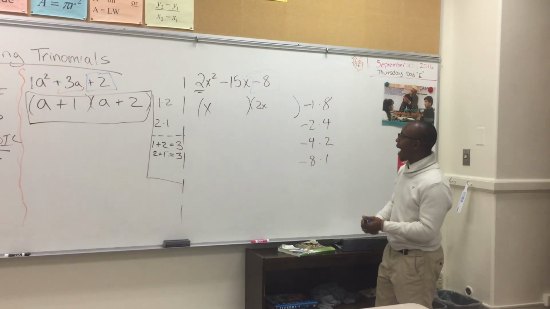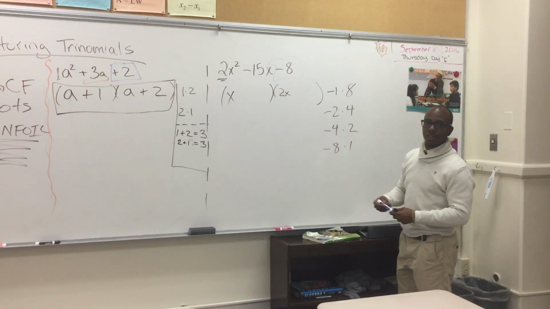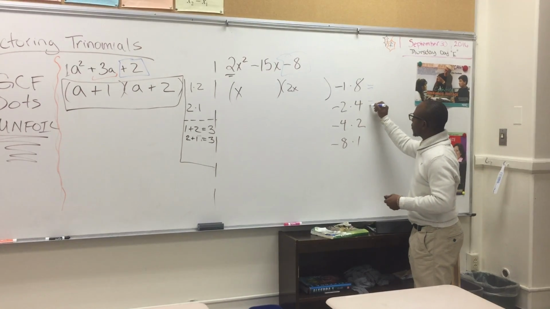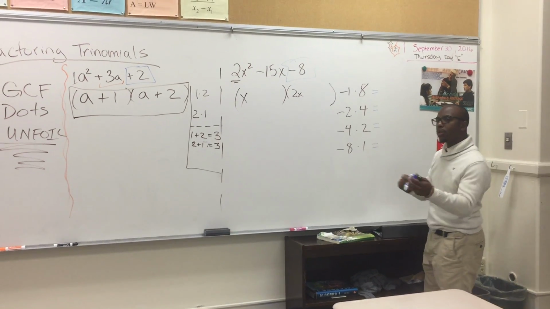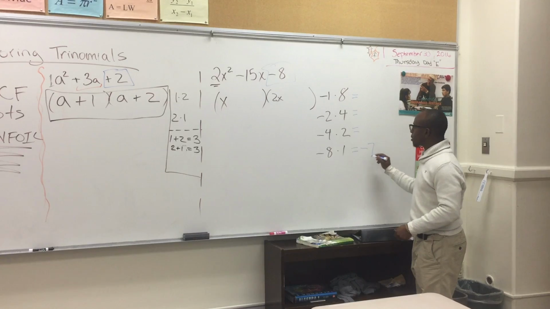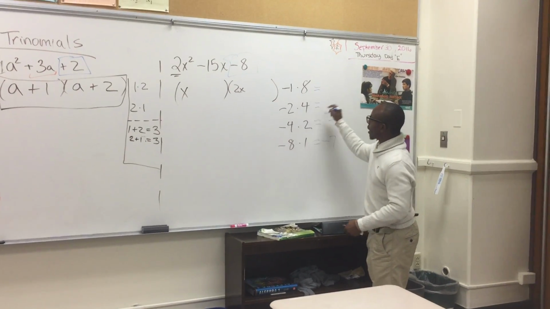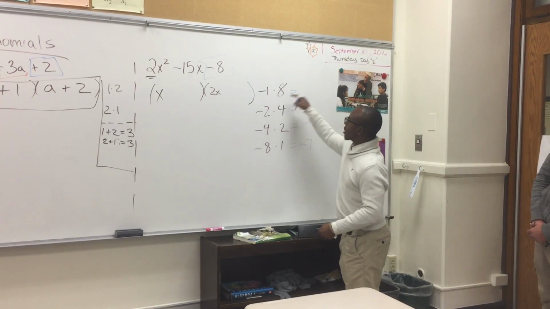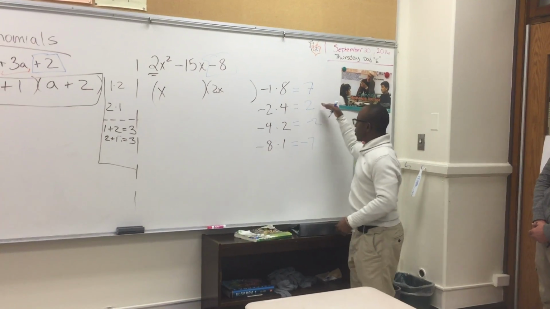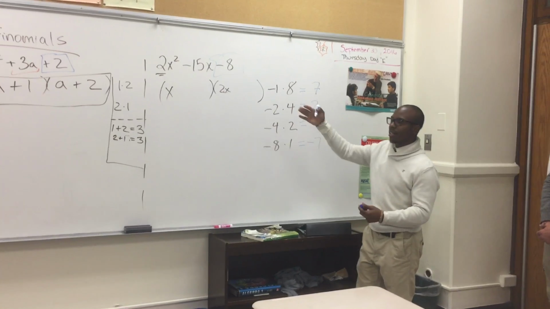But now we got to see what adds up to give me negative 15. Does any of these add to give me negative 15? Probably not. But let me do them anyway. This is going to be negative 7. This right here together is going to give you a negative 2. This here together is going to give you a positive 2. This is going to give you a positive 7. So none of these here gave me a negative 15.